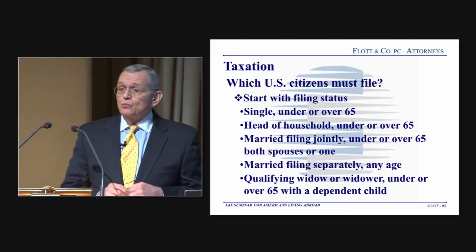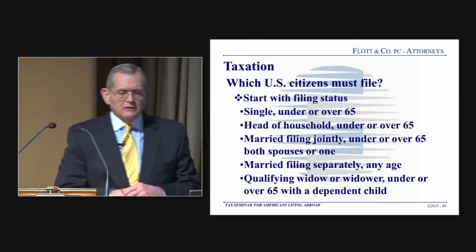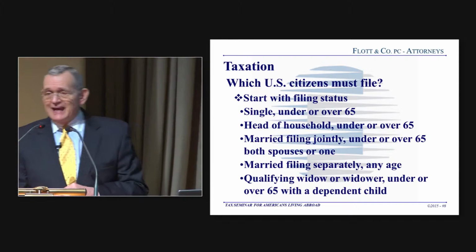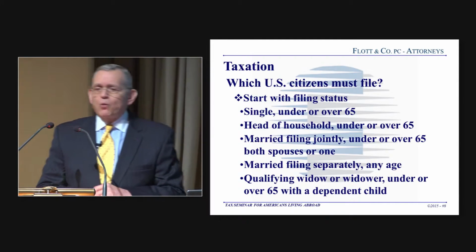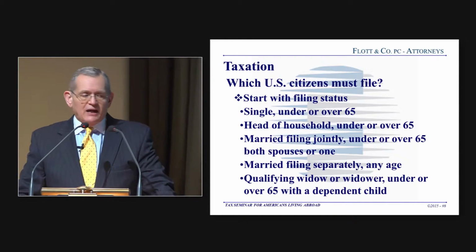Married, filing jointly, under or over 65, both spouses or only one spouse. Married, filing separately at any age. A qualifying widow or widower, under or over 65, with a dependent child.